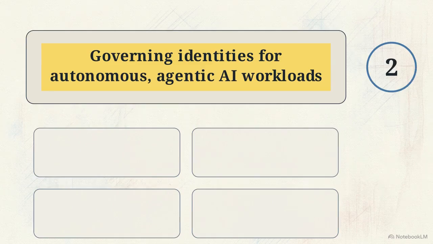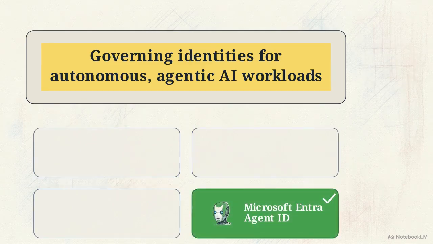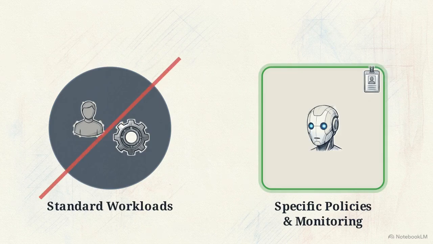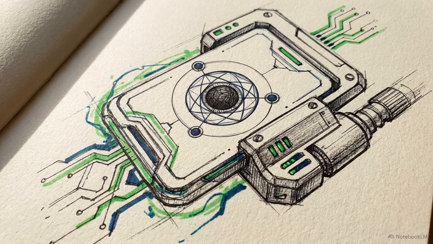The answer is Microsoft Entra Agent ID. Autonomous AI workloads execute tasks without human intervention. Standard service principals lack the specific policies and monitoring capabilities required to govern that level of autonomy securely. Treating autonomous agents as distinct, governable identities is a necessary evolution in cloud security.